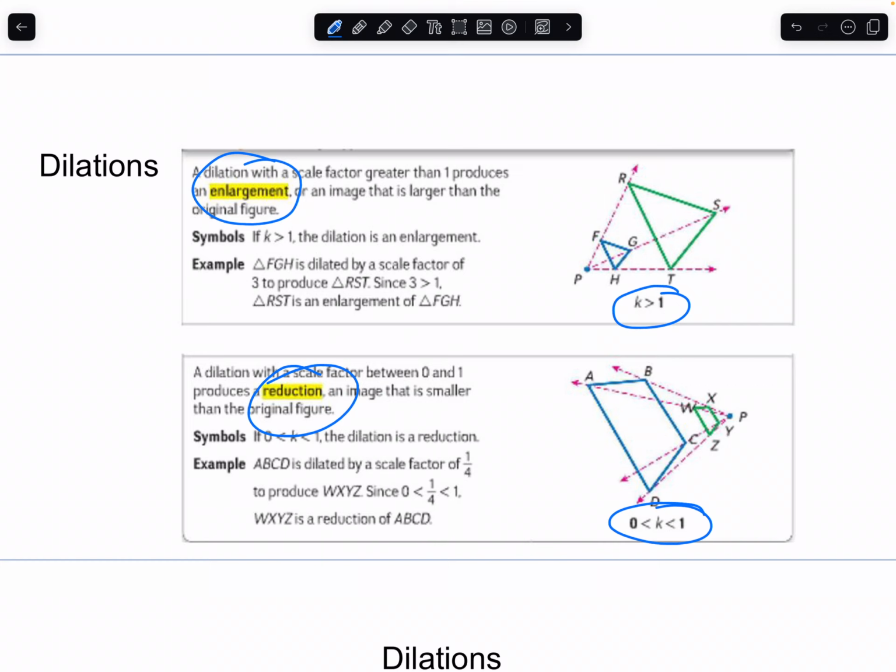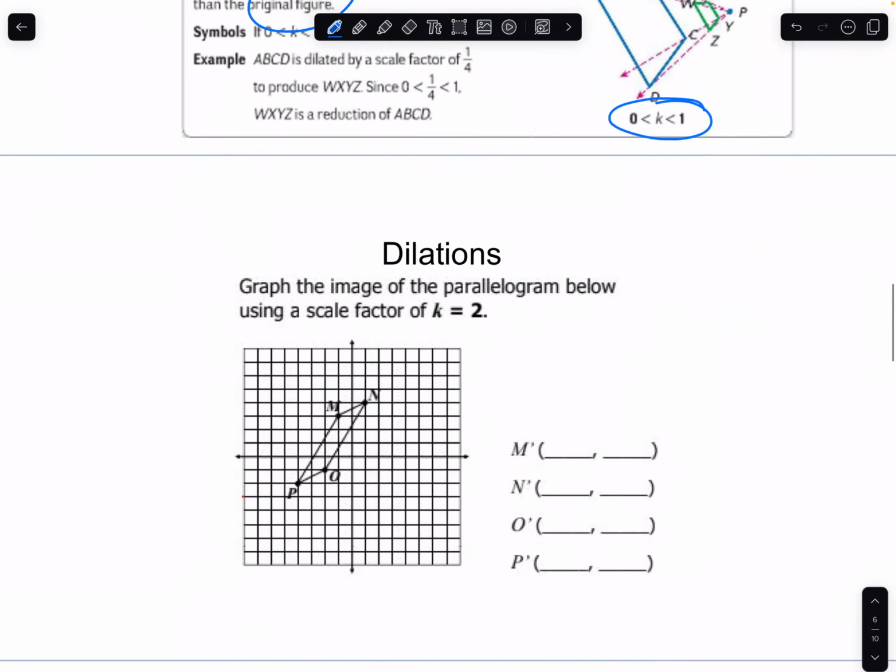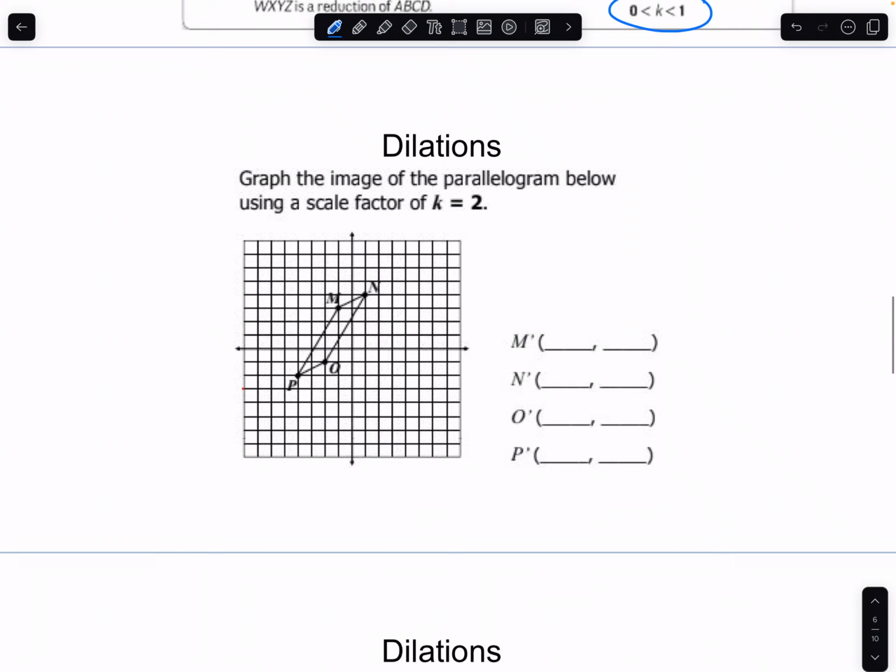So let's try a few examples, and then at the end we'll talk about how to find the scale factor. Here we're given the scale factor k equals 2. Since it's bigger than 1, I already know it's going to be an enlargement. This parallelogram is going to double in size. Let's highlight the x-axis and y-axis a little so we can count the values better.